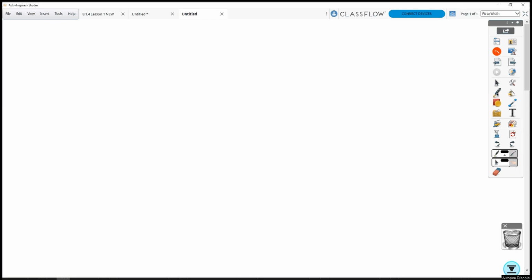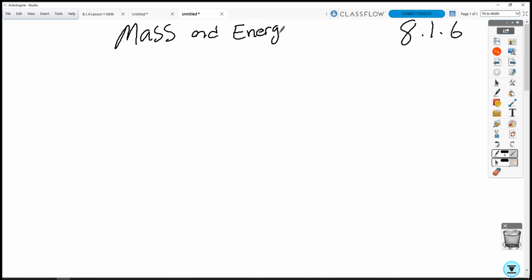This is 8.1.6, mass and energy. We're going to compare the energy involved in the three processes that you need to know about. One, which is radioactivity, which is your alpha, beta, gamma. Then fission, and then fusion. So we've got three processes.